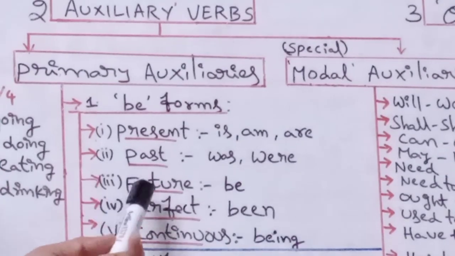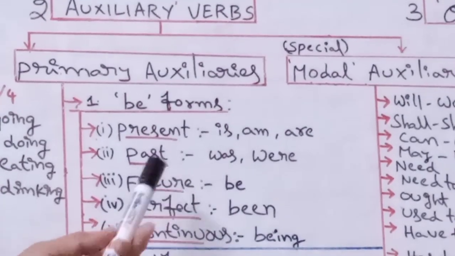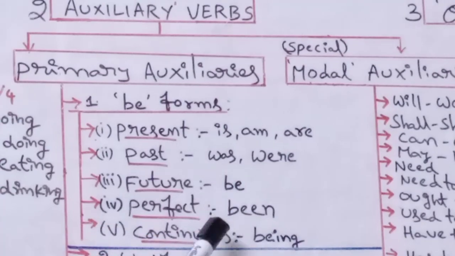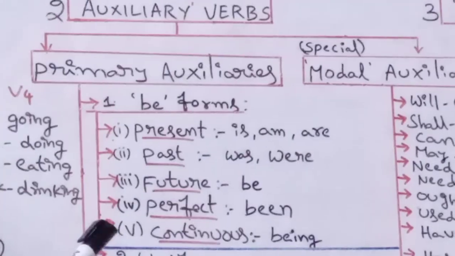And the third be form is future. Future tense be form is one and only, that is be. And the fourth one, perfect tense be form, that is also one, been. And the fifth one, continuous tense be form, that is being, continuous tense be form.